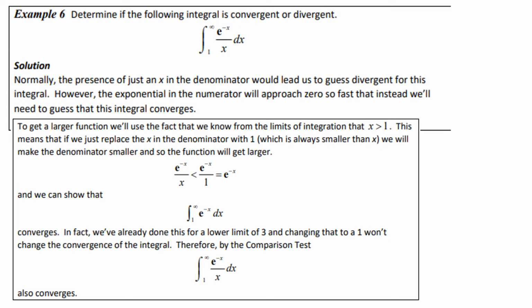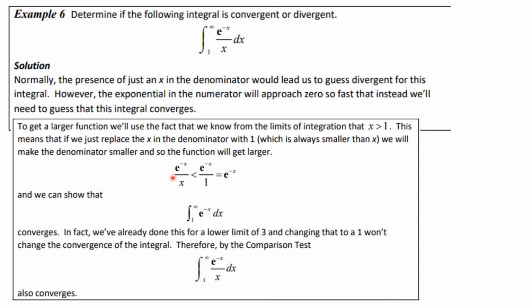Now, normally the presence of an x in the denominator would lead us to guess perhaps divergent. However, the exponential in the numerator will approach 0 very fast, and actually you could think about that as being e to the x in the denominator. So let's look at this.